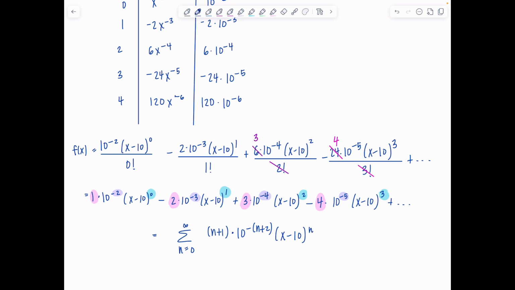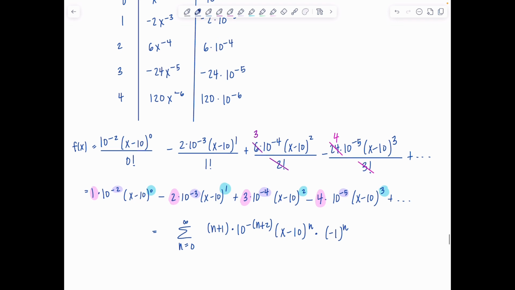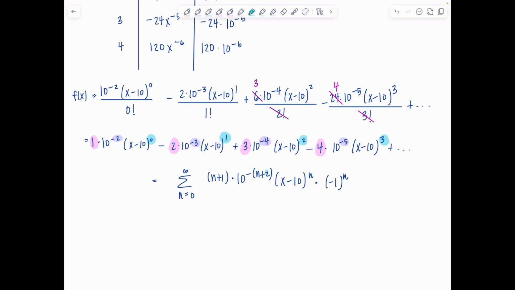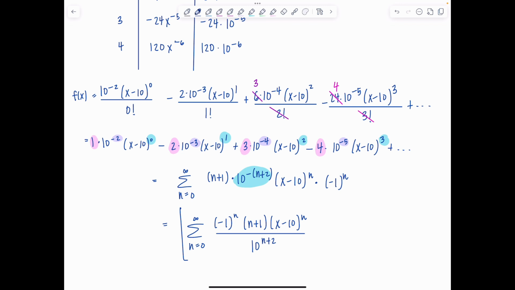And no more factorials, but this guy is alternating. First term is positive, then negative, positive, negative. So we're going to have negative 1 to the n. Now that looks disgusting. Don't leave negative 1 to the n on the end like that. And then I can bring this guy, put it in the denominator, and make the exponent positive. So then this is the sum, n equals 0 to infinity. Let me put that negative 1 to the n first. Then n plus 1. Then x minus 10 to the n over 10 to the n plus 2. Good?